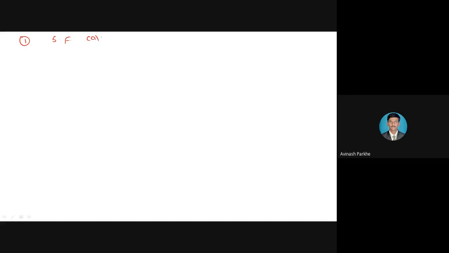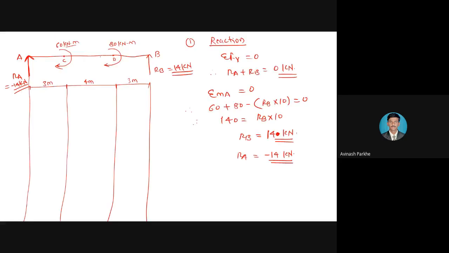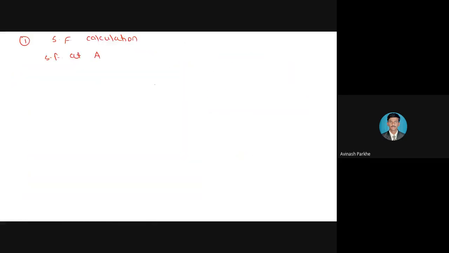SF calculation. Start with the first point, SF at A. As the reaction is present, we have to take the without load and with load. So without load, 0 kilonewton. SF at A with load: with load means we have calculated the reaction value minus 14 kilonewton.